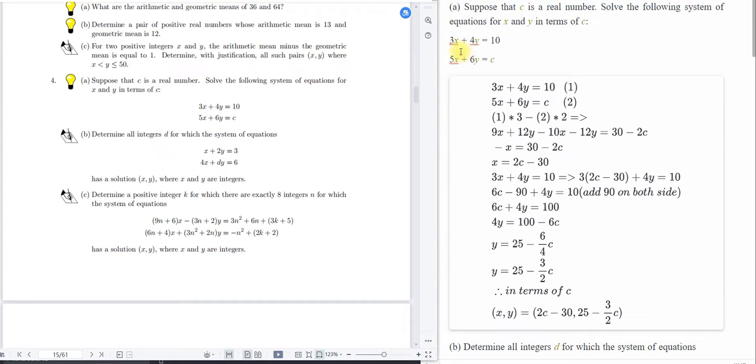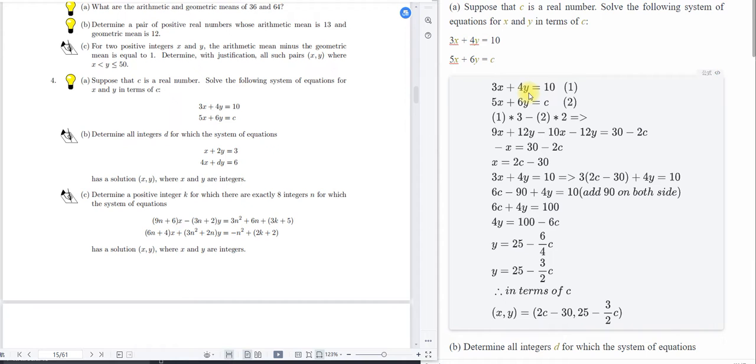So part A, we get these two equations, the following system of equations. This equation is equation number 1. This equation is equation number 2. Now we have two unknowns, x and y. I wanted to get rid of y first.